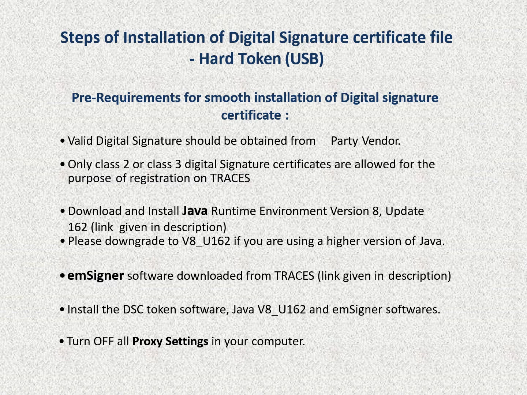Install the digital signature certificate token software, Java 32-bit version 8 update 162, and the mSigner software, and all three should be running in the background while registering or using the digital signature certificate. Finally, make sure that the proxy settings in your computer are turned off. These prerequisites are essential not only while registering the digital signature certificate, but also while using the digital signature at any point of time.